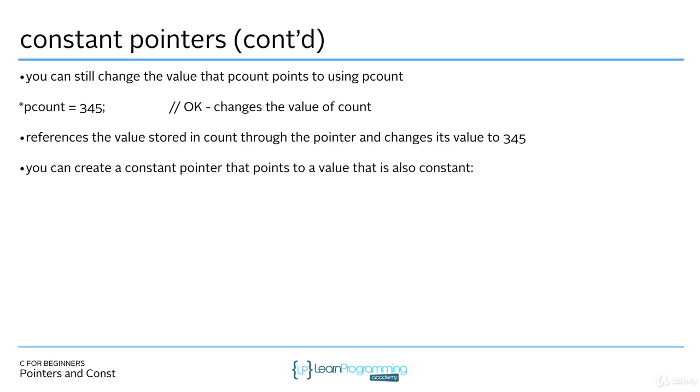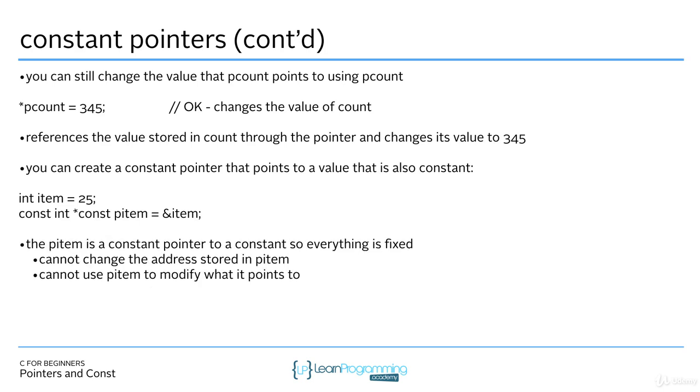You can create a constant pointer that points to a value that is also a constant. So you could do something like this, constant int star constant p item. And that's saying that what the pointer is pointing to is constant, and the pointer itself is a constant. So p item is a constant pointer to a constant, so everything is fixed. You cannot change the address stored in p item, and you cannot use p item to modify what it points to.